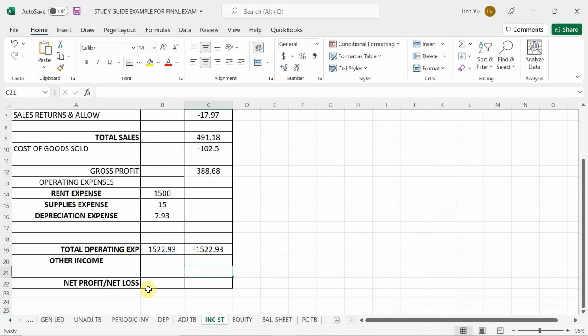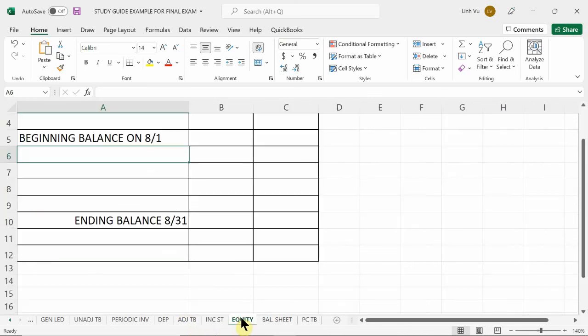Okay? And we don't have any other extra income. So here, what is my total net profit or loss? A negative 1,134.25. So I received a loss for this. So therefore, you need to plug that into your equity because who's going to pay for it? The company is going to pay for it.